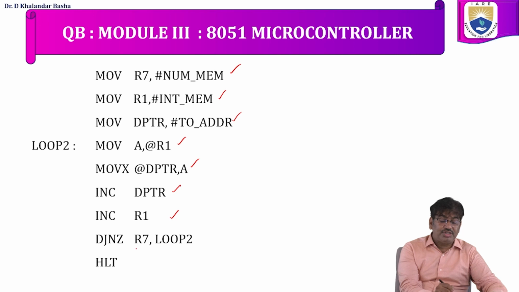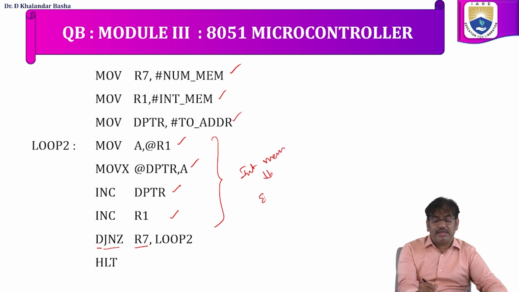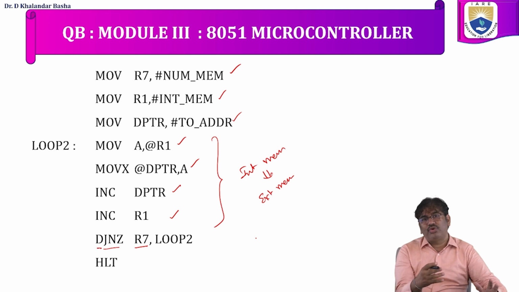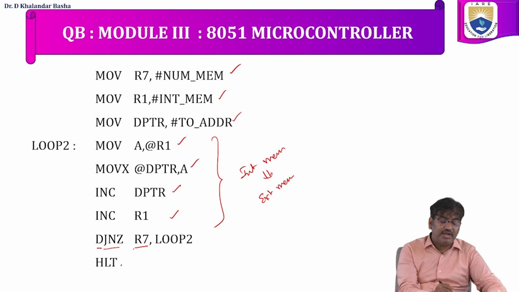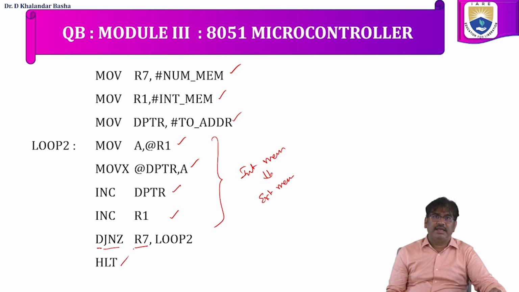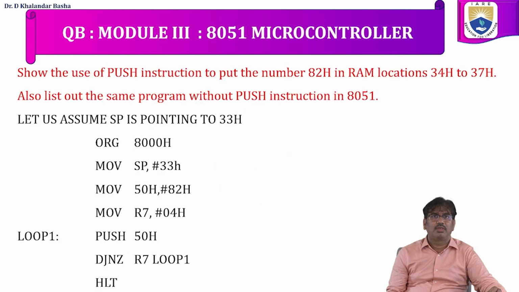As one memory location is copied, decrement the R7 register. If it is non-zero, go to loop. So this loop 2 will copy the data from internal memory to the external memory. Once all the memory locations are copied, then we can terminate the program by using the HLT instruction.